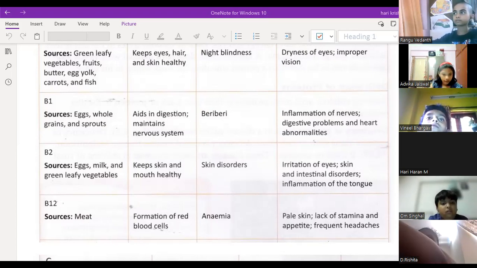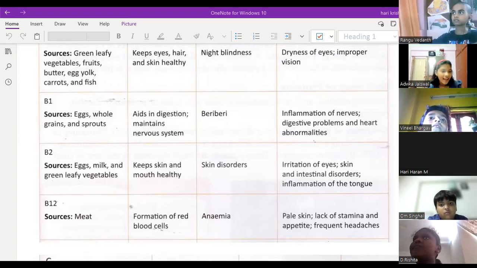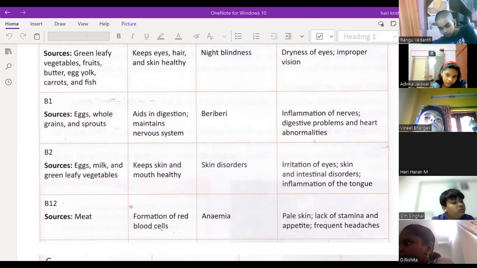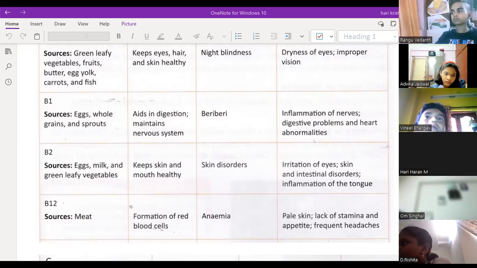But when you are speaking, your mic should be on. What's the meaning of B1, B2, B12? Again, vitamin B is classified into different types. It's a subclassification. Vitamin B has different types of classification: B1, B2, B12 and so on.